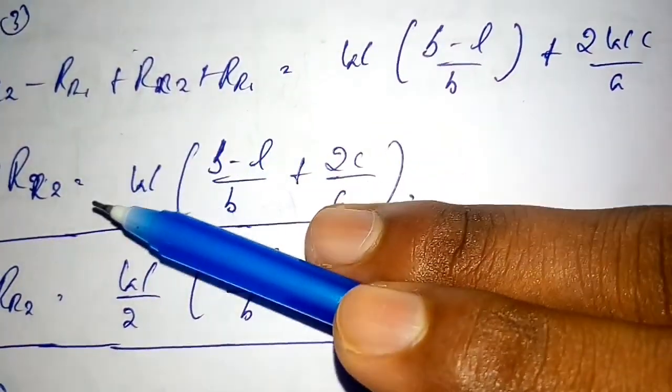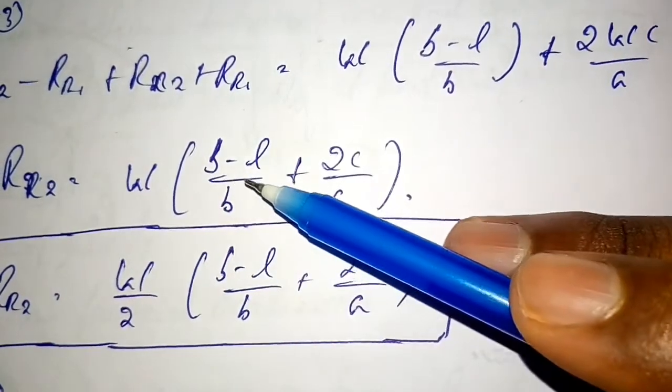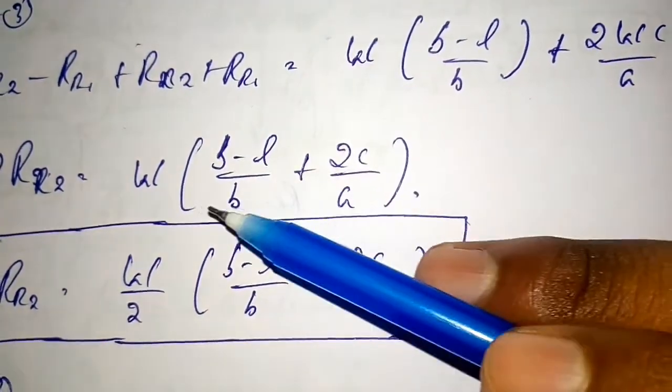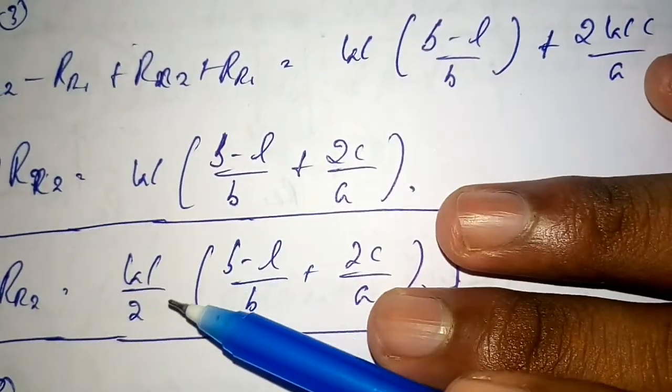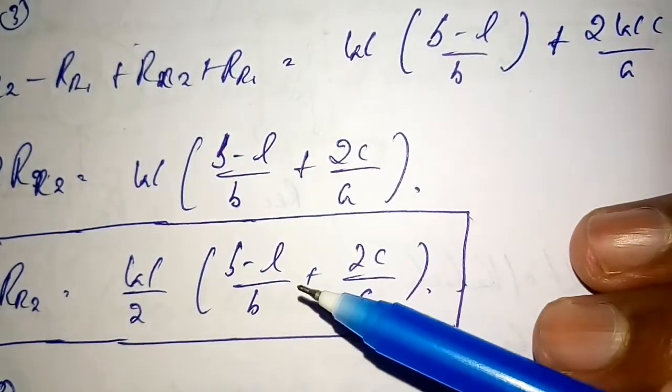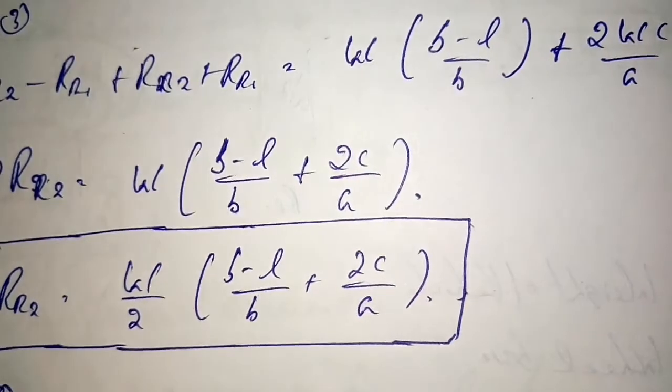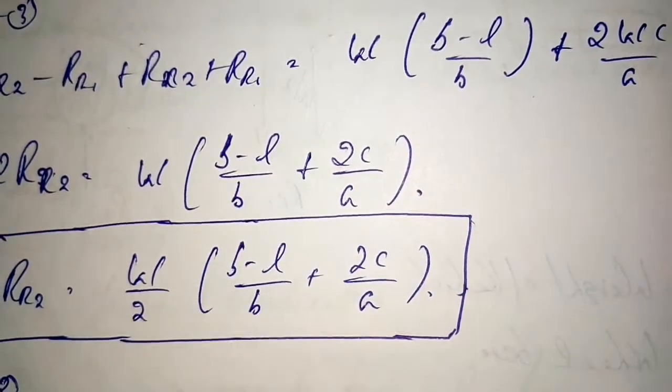By doing that we will get 2RR2 is equal to W into [(B minus L) by B plus 2C by A]. So from here we can write the equation for RR2 as RR2 is equal to W by 2 into [(B minus L) by B plus 2C by A]. So we have found the equation for RR2.